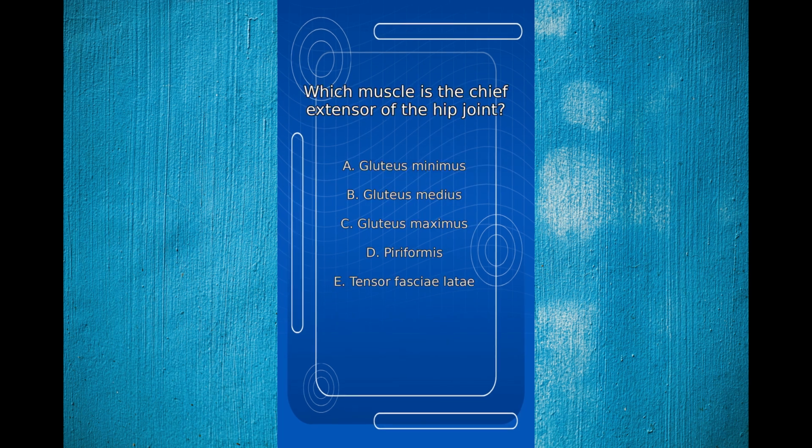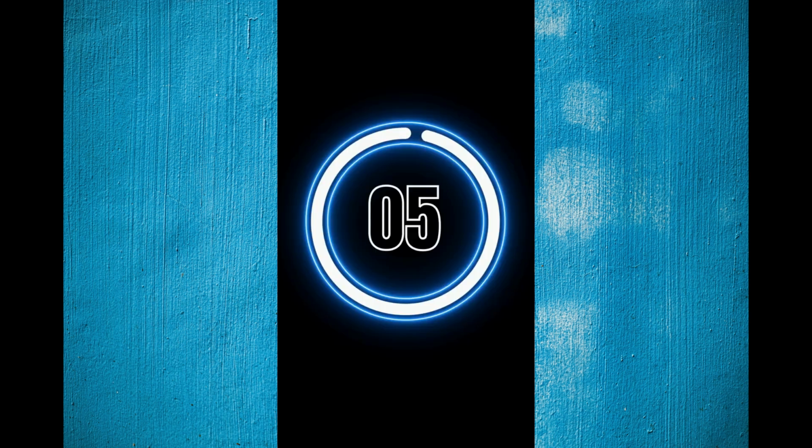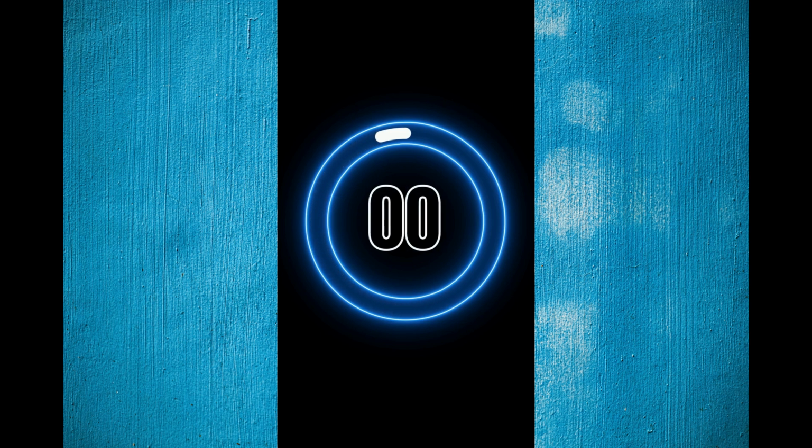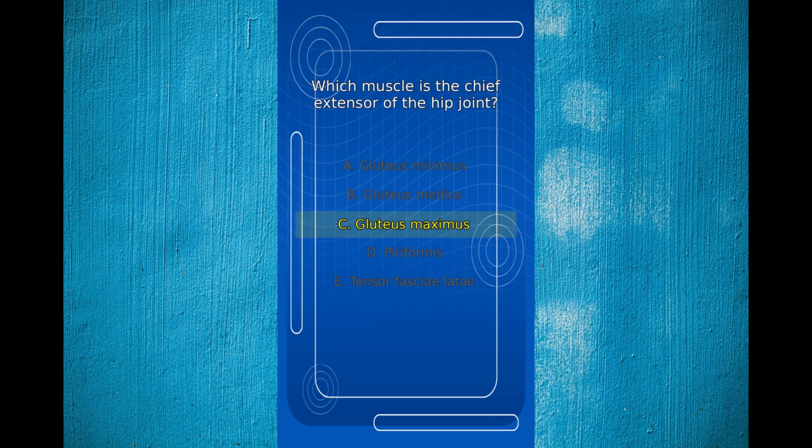Which muscle is the chief extensor of the hip joint? The correct answer is C. Gluteus maximus. The gluteus maximus is the main extensor of the hip, especially when rising from sitting.